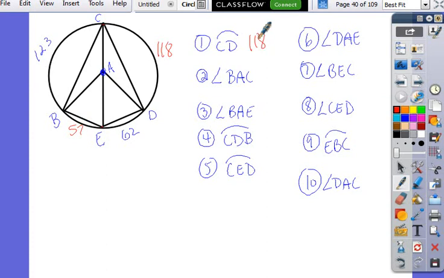Angle BAC. What you're checking is the middle letter, the center. If it is, what does that mean? It's a central angle, so it's going to be the same. So BAC, B to A to C, is 123. The BAE, again, A is in the center of the letters and the center of the circle, so it's going to match. That would be 57.